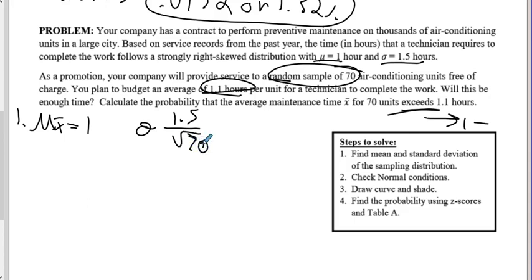70. Closer. Now this time I'm going to remember to actually calculate it. When I do that, I get 0.18 hours. Right there. 0.18.